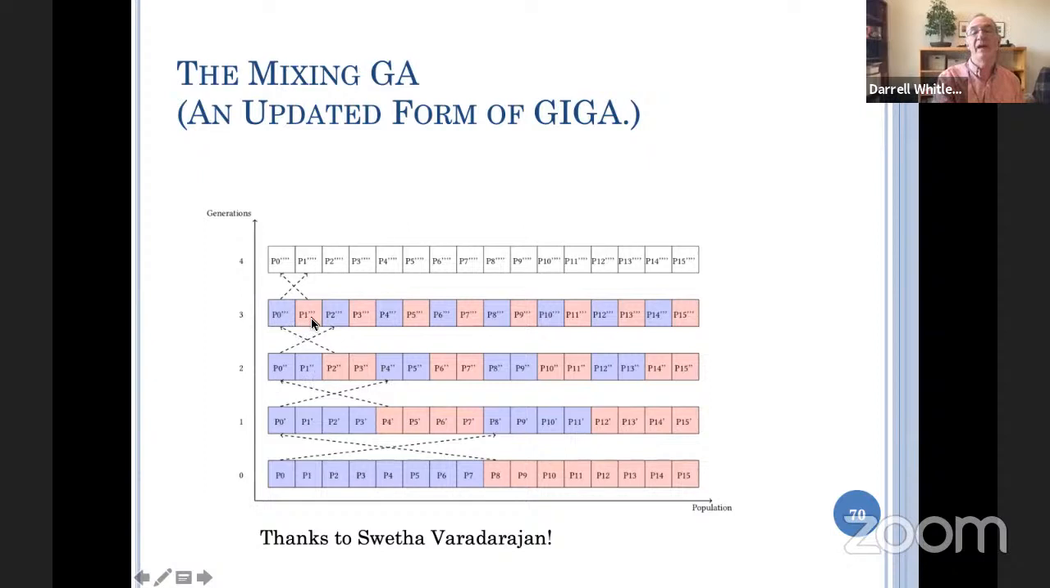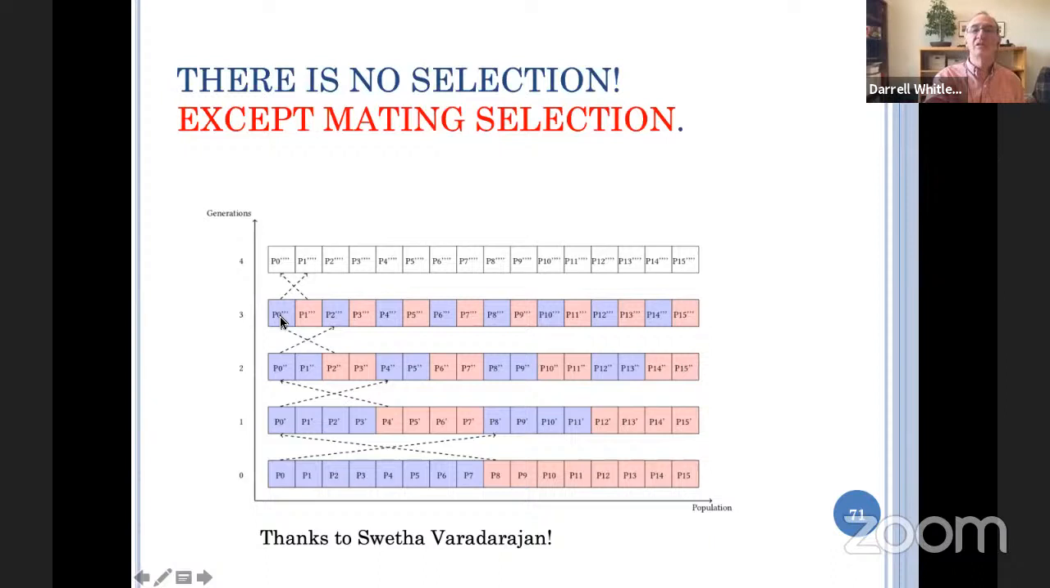You can prove by doing it in this way that an allele can always move from any parent in the population to position one in log n generations, where n in this case is the size of the population. So let's say the population size is p: in log p generations, any edge or allele can move through the population and arrive at p zero. So there's no selection except mating selection. The best individuals always move to the blue squares. The worst individuals move to the pink squares.